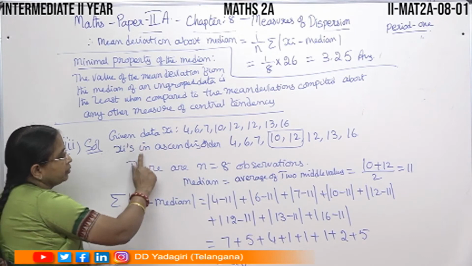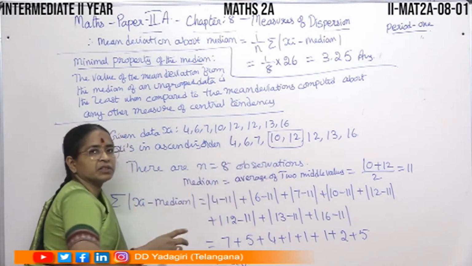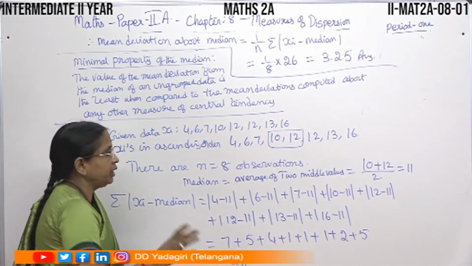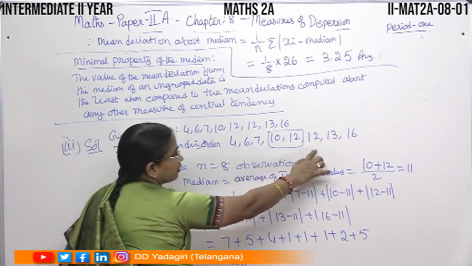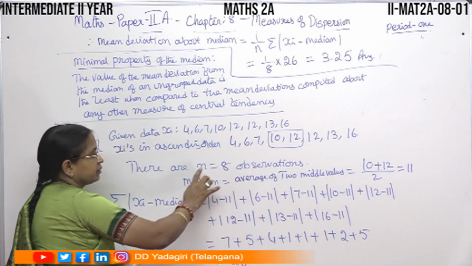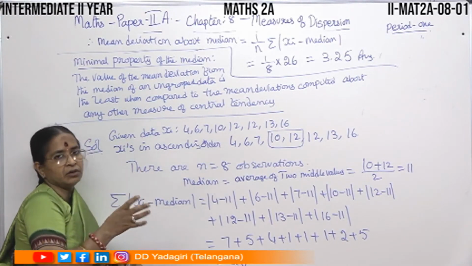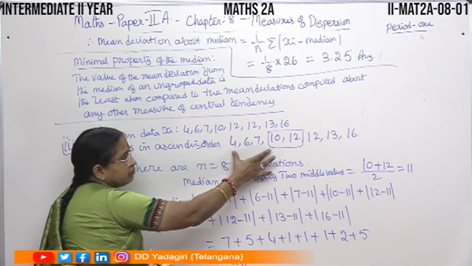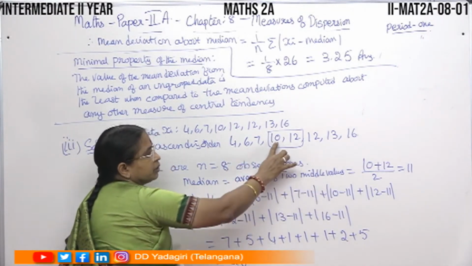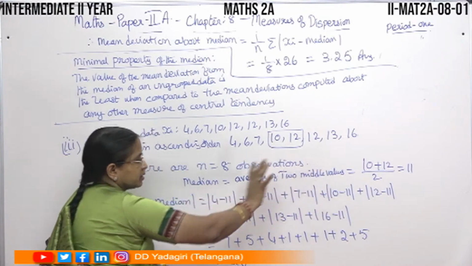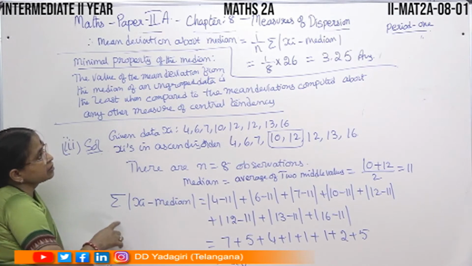Now in the third bit, you are given only 8 observations. When there are odd number of observations, median is the middlemost value. When you have even number of observations, like 8 observations, you must take the average of the two middle values. So middle values are 10 and 12. So the average is 11. So median is 11.